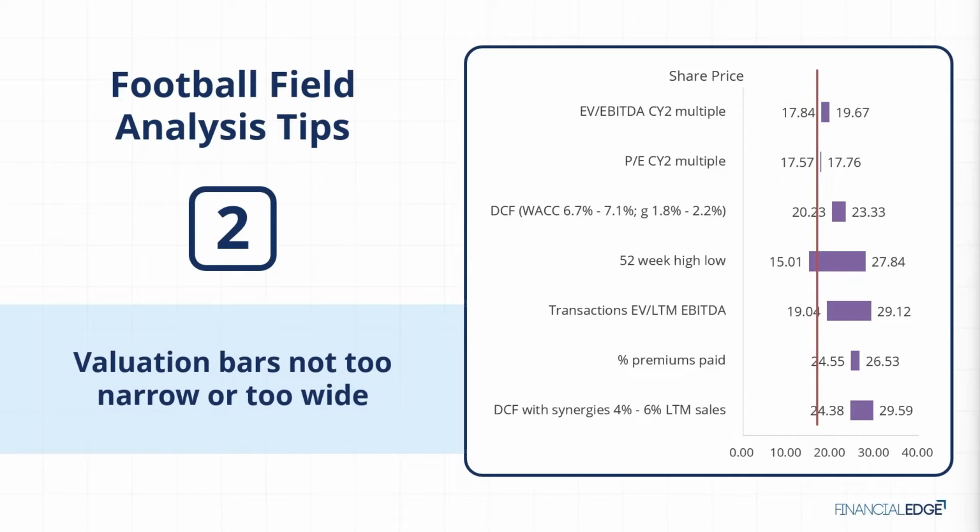In this graph, the second valuation range, the PE-CY2 multiple, looks very narrow, so we would prefer to widen that out by maybe looking at the CY1 PE range rather than the CY2 as we have here.